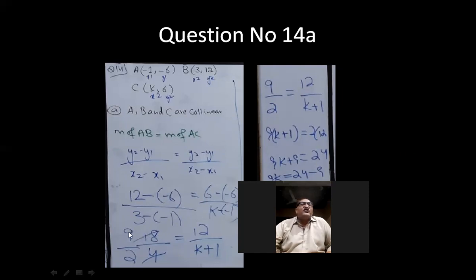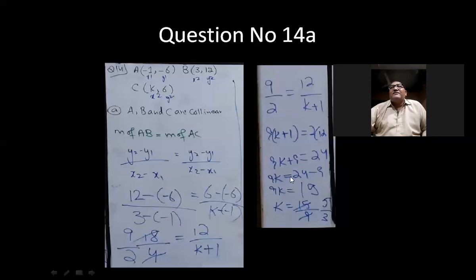So here you cancel it with the 2, so 9 by 2 is equal to 12 by K plus 1. So from here you can cross multiply it. You can see here. So we have cross 9K plus 9 is equal to 24. So you will have 9K equal to 24 minus 9. 9K is equal to, here you can see, 15. So K will be equal to 15 by 9, and K will be 5 by 3. K will be 5 by 3. So we found the value of the K. So that is question number 14, A part.